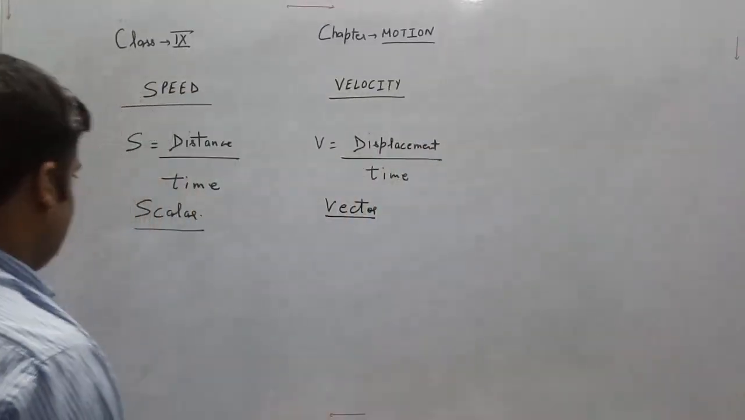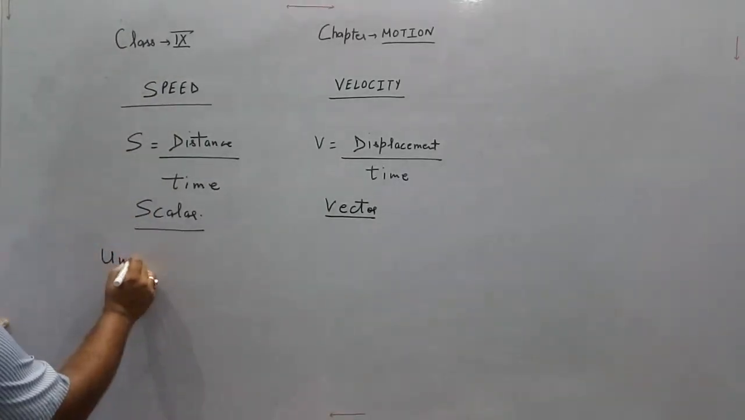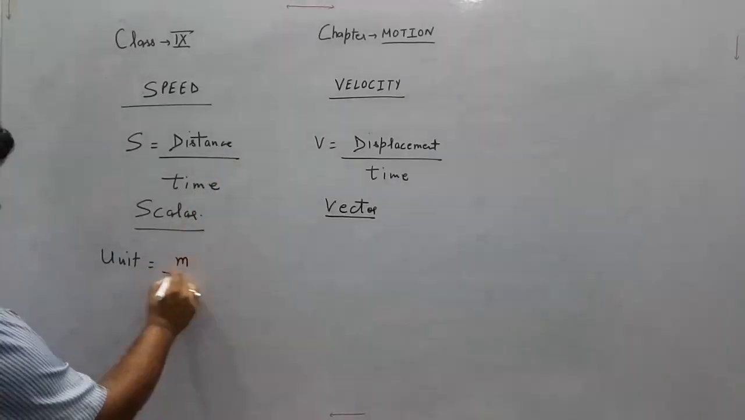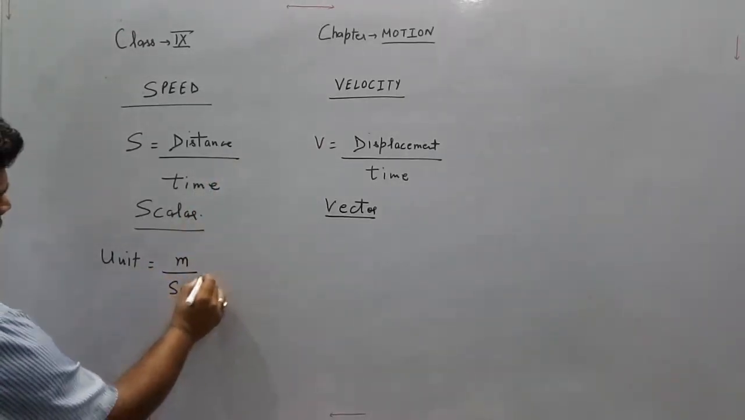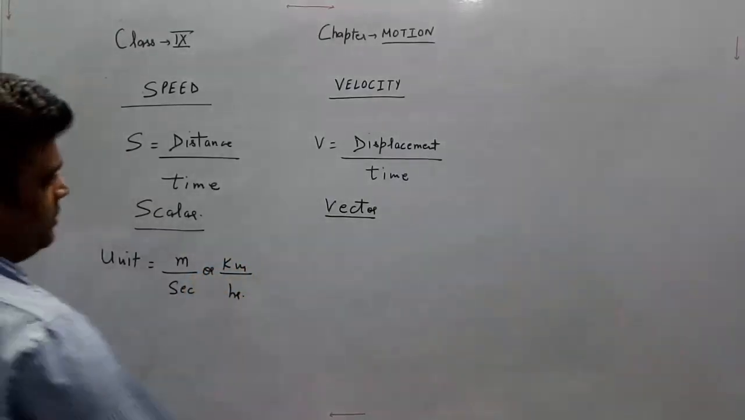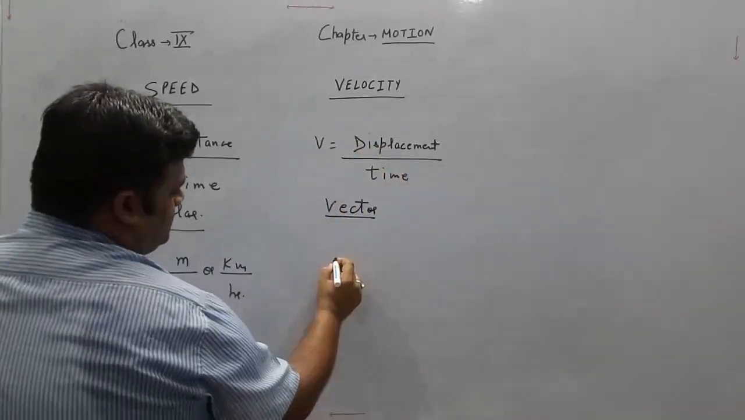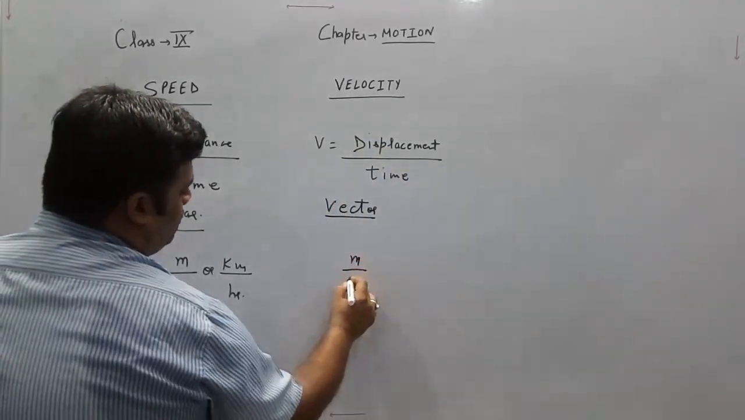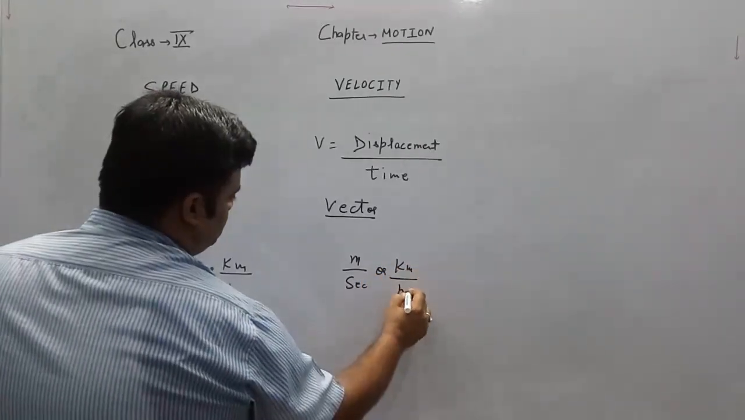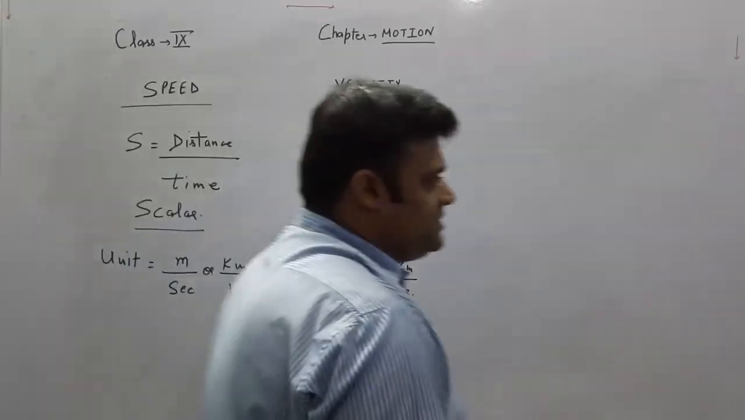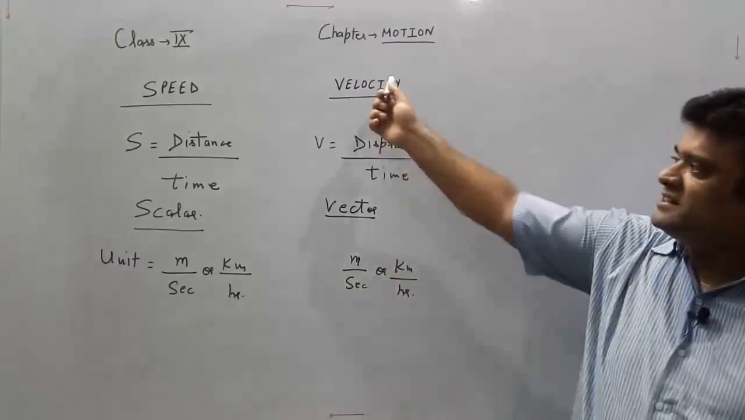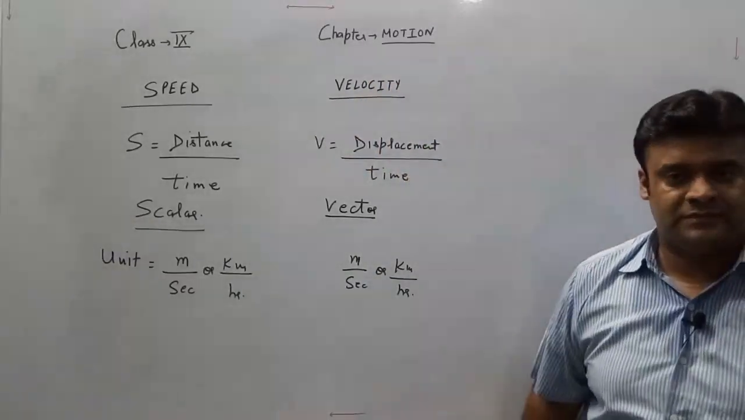Units. Unit for speed: distance divided by time, that is meter per second or kilometer per hour. Again, units for velocity: displacement divided by time, meter per second or kilometer per hour. So these are the differences and similarities between speed and velocity.